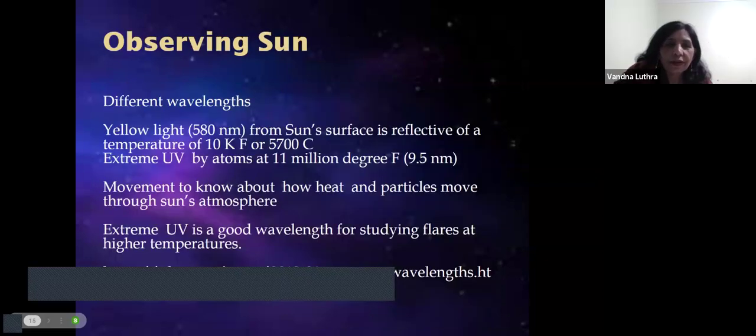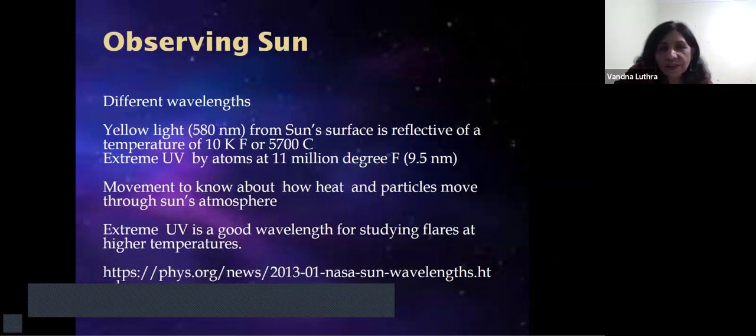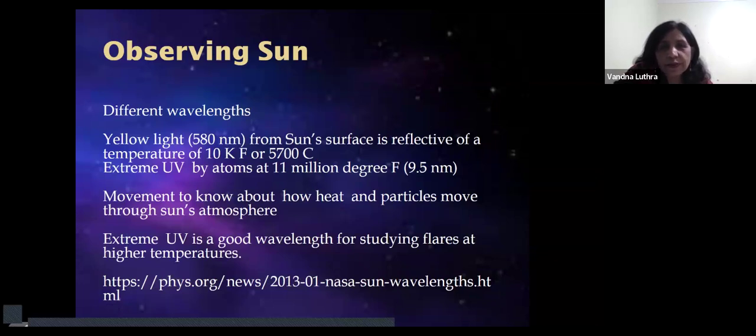So moving further on, when we are observing the sun, why do we need different wavelengths? In the case of the sun, temperature plays a very important role. Yellow light from the sun's surface is reflective of a temperature of approximately 5700 degrees Celsius. Extreme UV is emitted by atoms at very high temperature, which can be seen at a wavelength of 9.5 nanometer, which is 95 angstrom, and helps us know how heat and particles move through the sun's atmosphere. Extreme UV is a good wavelength for studying flares at high temperatures. All this information can be seen at the NASA website, which shows why there is a need to observe the sun in different wavelengths.